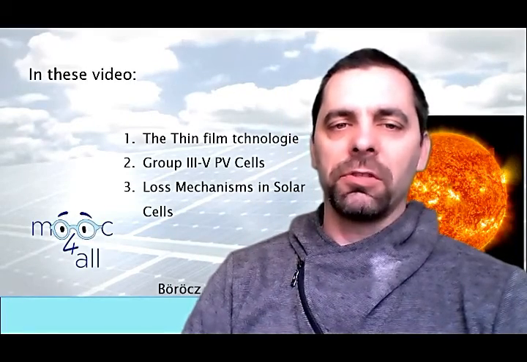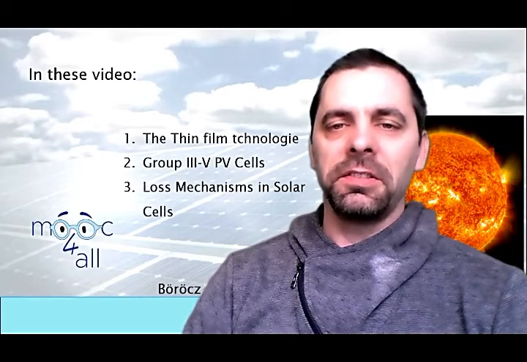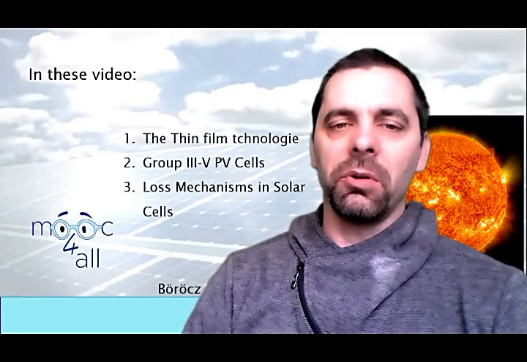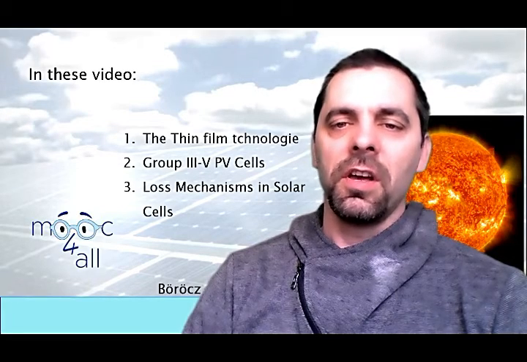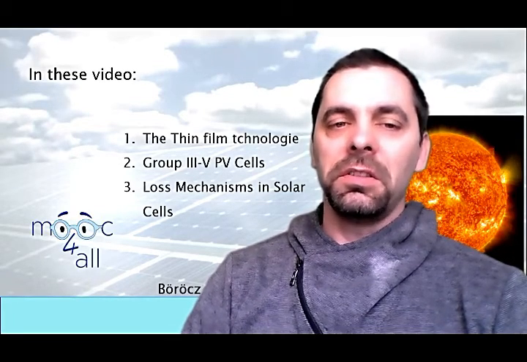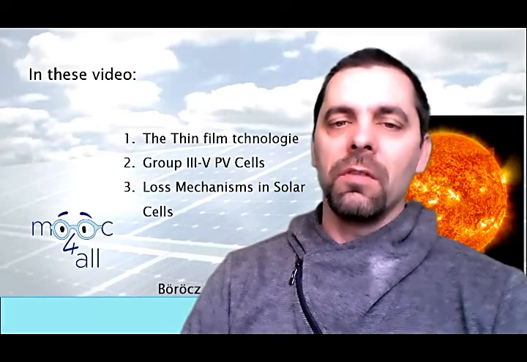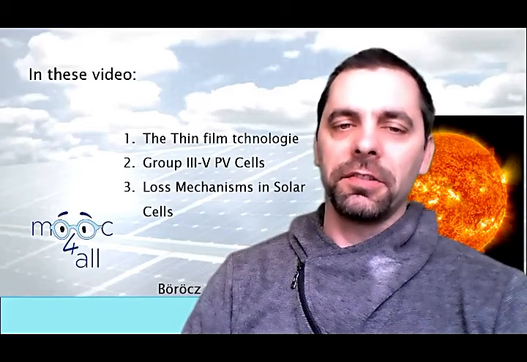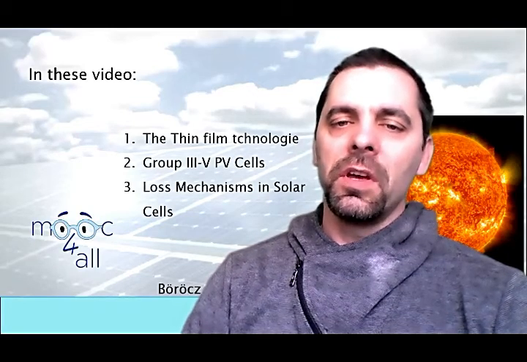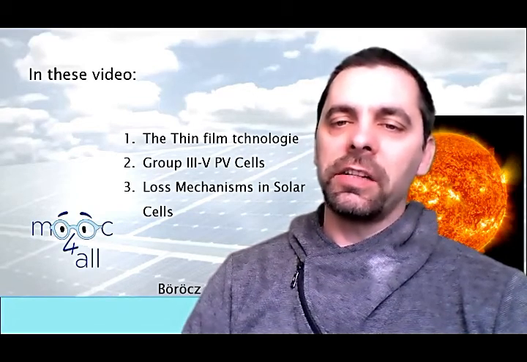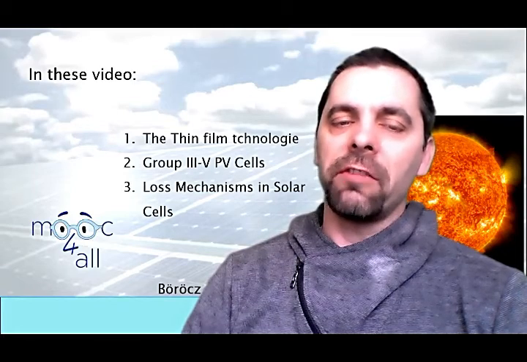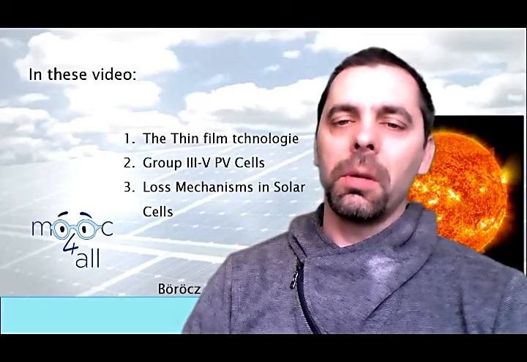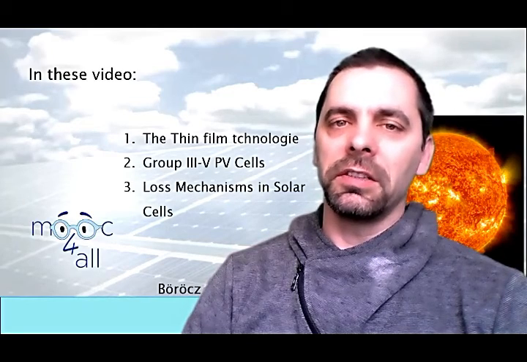In the first one, I was talking about the basics of PV cells. We saw how we can link the solar cells, and we started to evaluate the different PV technologies with the most common type. This is the silicon-based solar cell. We will proceed on this train of thought and will discover the rest of the solar cell types. In this video, we will see the thin film technology cells and the group 3 to 5 PV cells. And finally, as a relaxation, we will talk about the loss mechanism in solar cells.